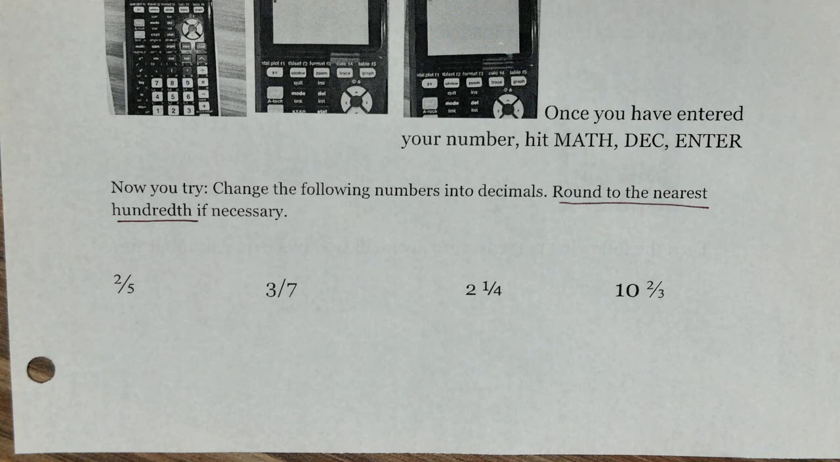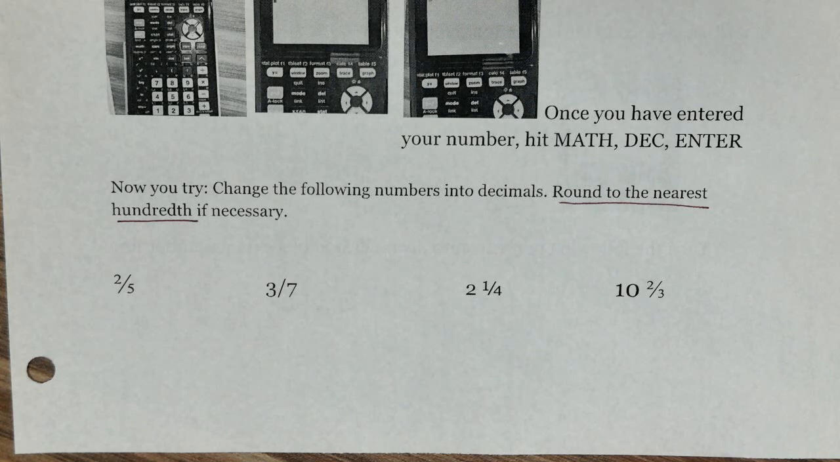So if I'm rounding to the hundredths place, that means I'll stop right here. I'll look to this one. If it's 5 or more, raise the score. 4 or less, let it rest. So would I round this to a 2 or would I keep it a 1? Keep it a 1 because this is 4 or less. Okay? All right, let's go do 2/5.